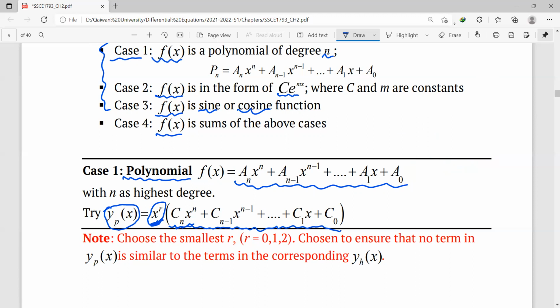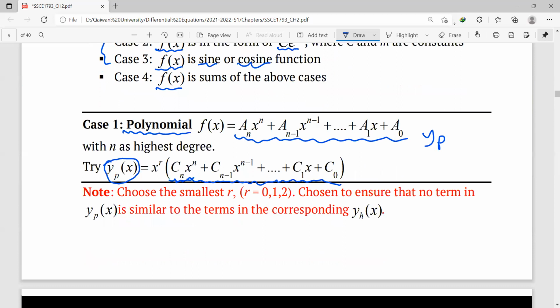We say if there is a similarity between YH, what's YH? YH is the homogeneous solution. If there's a similarity between terms here and the terms of YP, here we should put 1 to r. If there is still a similarity, we give 2 to r. So this is how to find YP.